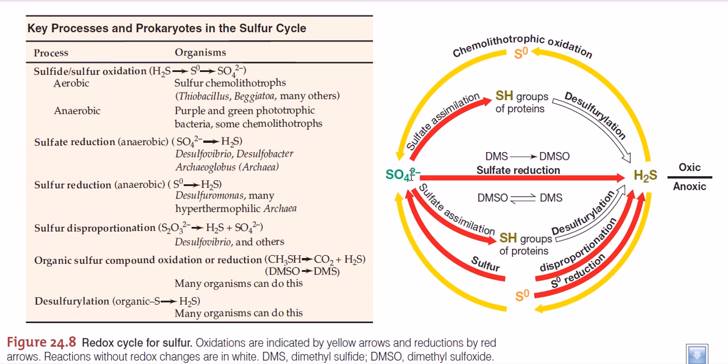Now we have sulfate, we can incorporate sulfate into organic compounds. It is called sulfate assimilation. We not only have to produce sulfate, because we cannot store sulfur as sulfate inside us, so we need to store it as SH groups of proteins. We do this via the assimilation of sulfur from the sulfate, and this is called sulfate assimilation into the organic compounds.